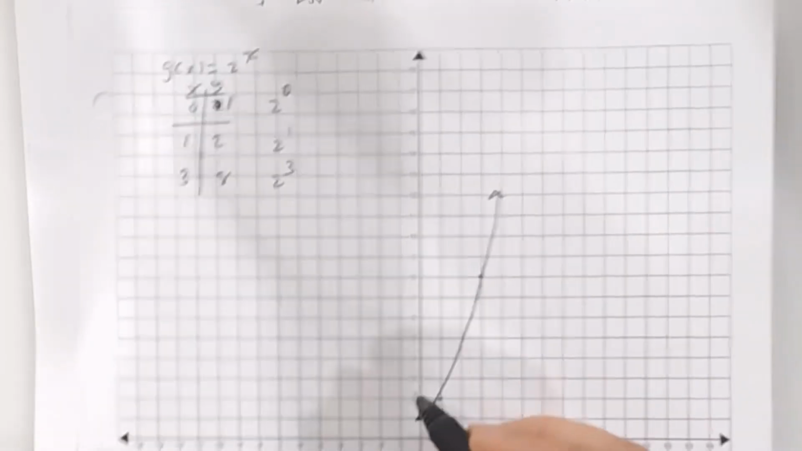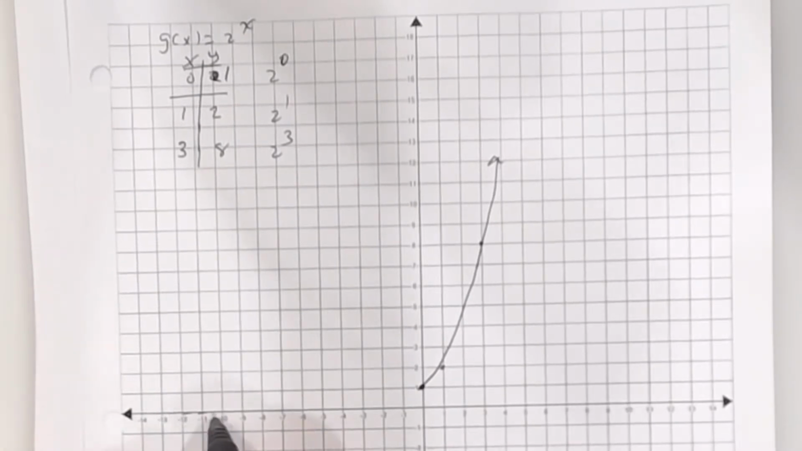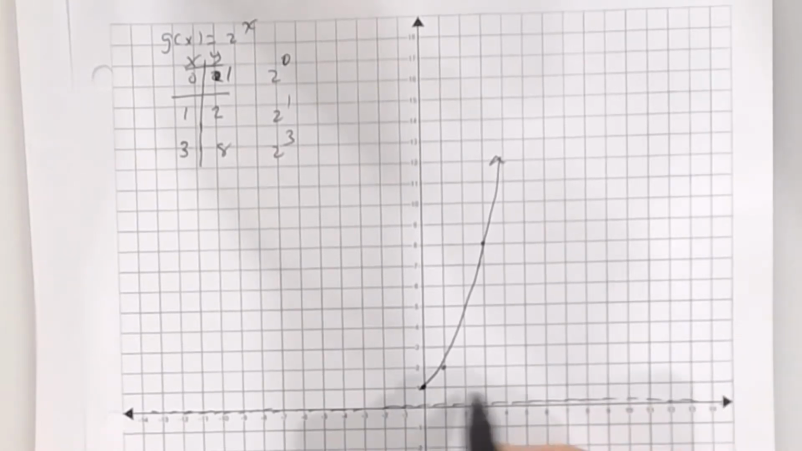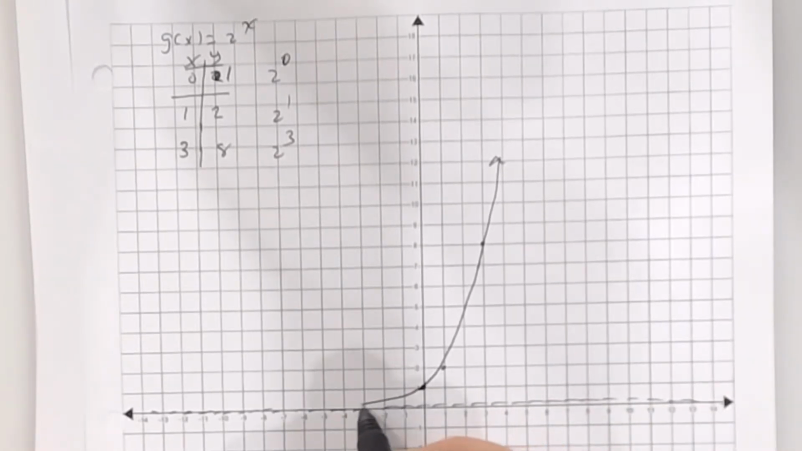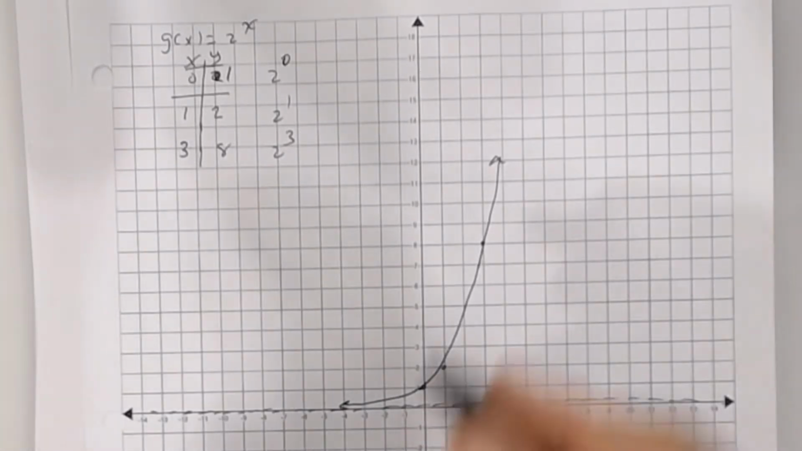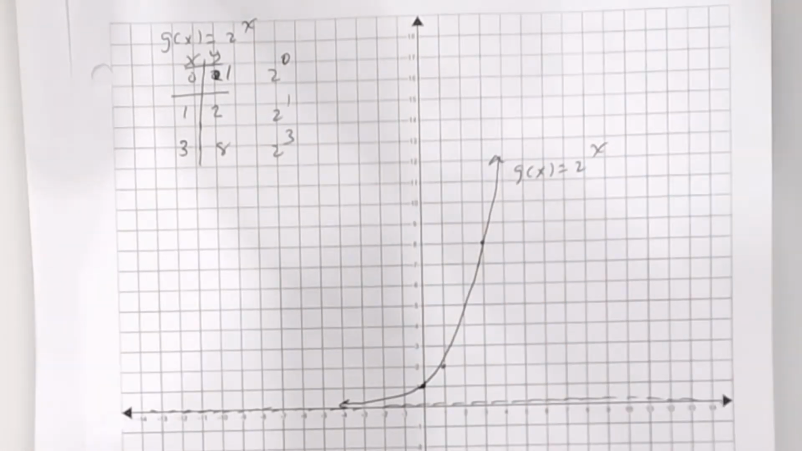And on this side, what's happening on this side? Oh, I forgot to put the dotted line for the horizontal asymptote. Don't forget to do that. Don't forget to do the dotted line. So it gets closer and closer to the horizontal asymptote, and you're done. That is g of x equal 2 to the x.